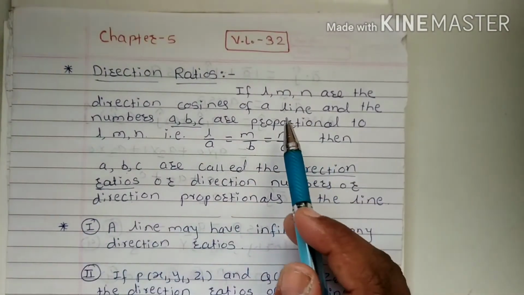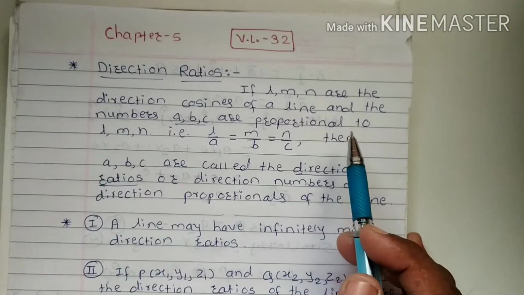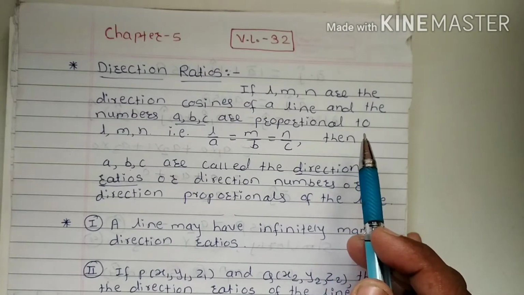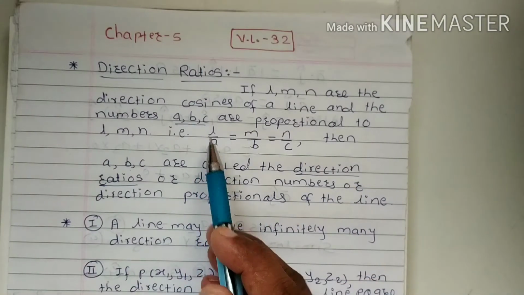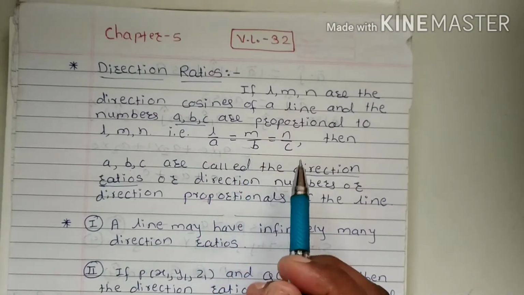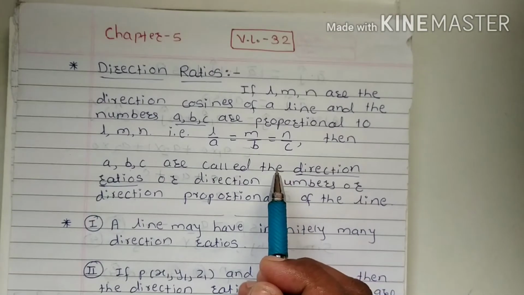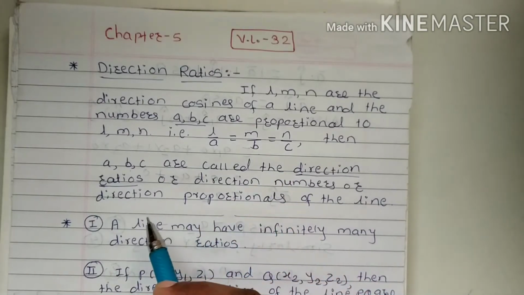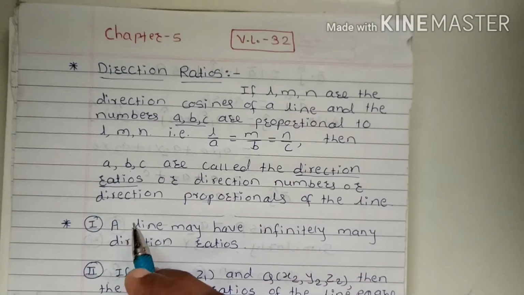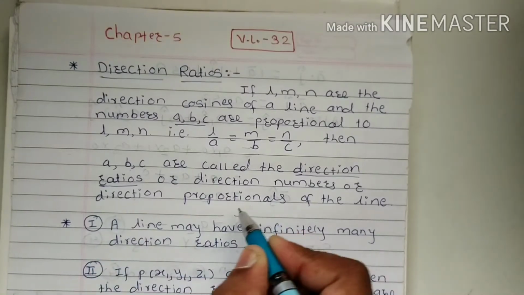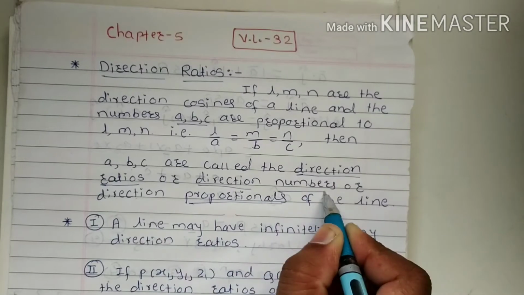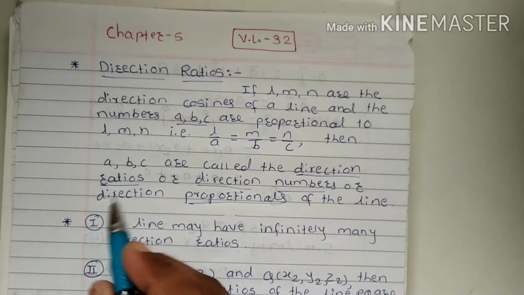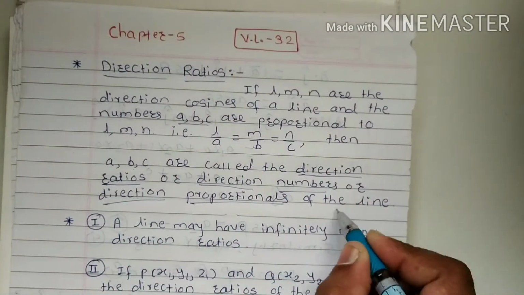When L, M, N are the direction cosines of a line and the numbers A, B, C are proportional, at that time we denote L divided by A is equal to M divided by B is equal to N divided by C. Then A, B, C are called the direction ratios, direction numbers or direction proportionals of the line.